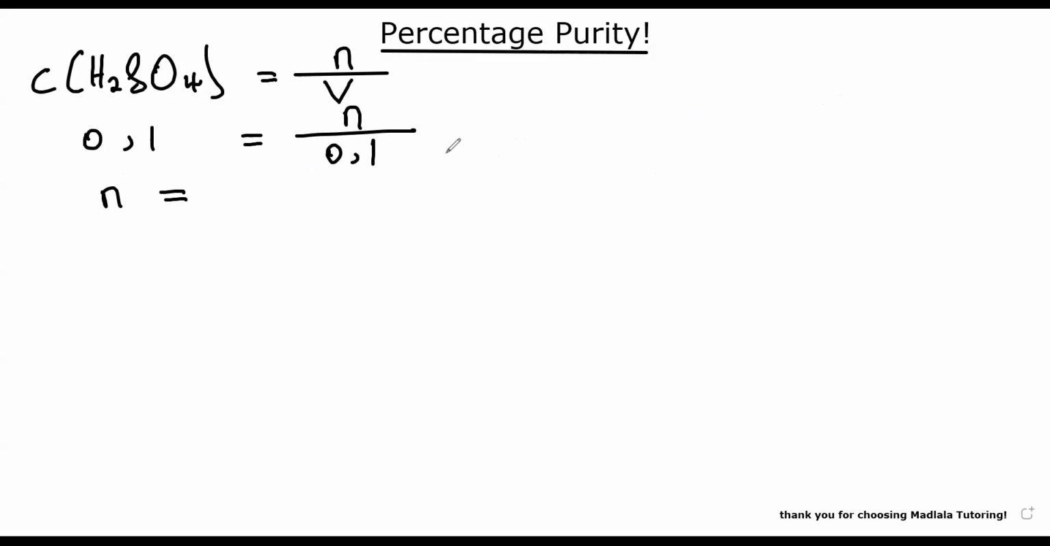So when you go to your calculator and say 0.1 times itself, well, you find that 0.01 moles of sulfuric acid were actually used in this reaction. All right? Okay, fine. So now we can look at the next question.